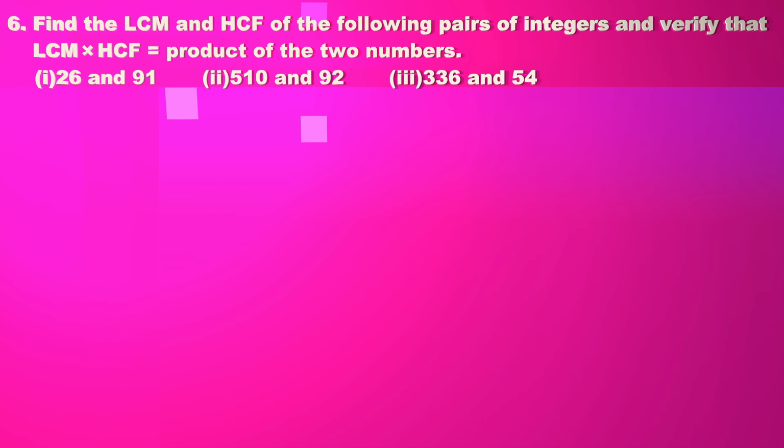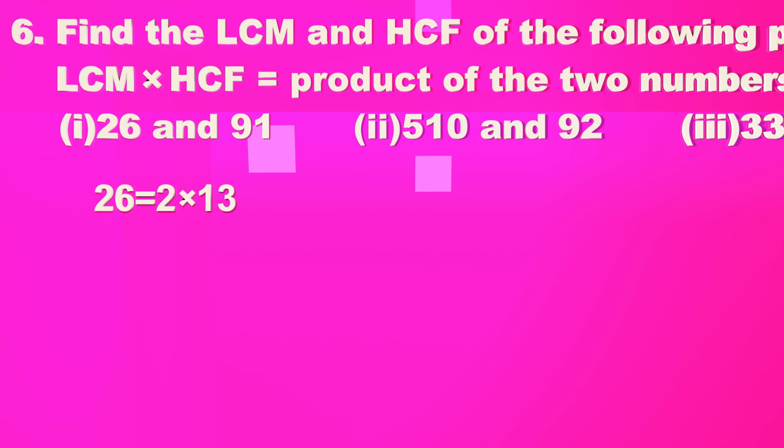Let's see first question. 26 can be written as 2 into 13 and 91 is 7 into 13. So we have taken their prime factorization. So 13 is common in both factors. That means HCF will be 13.